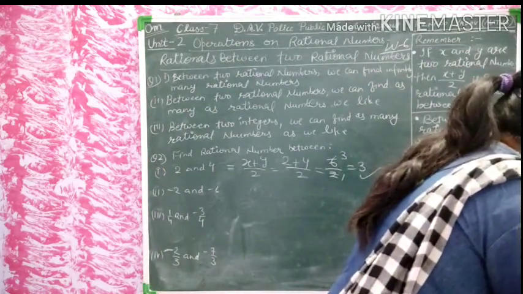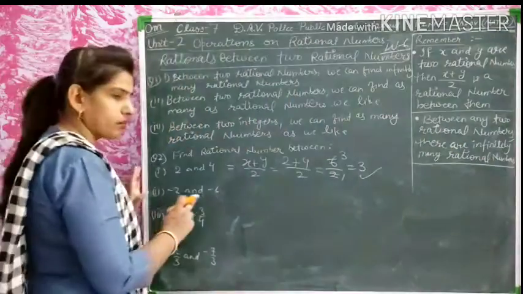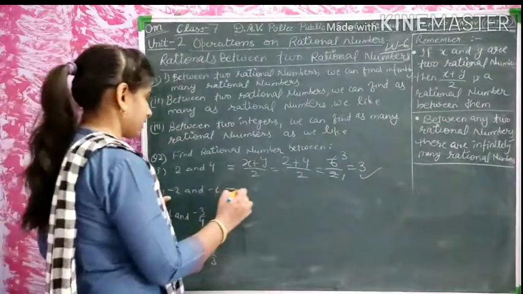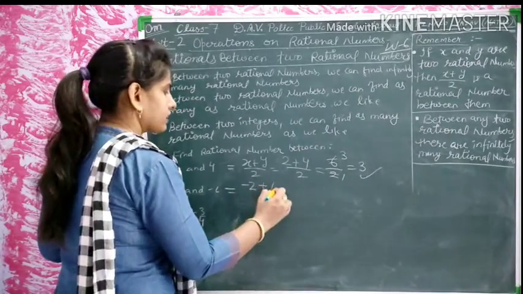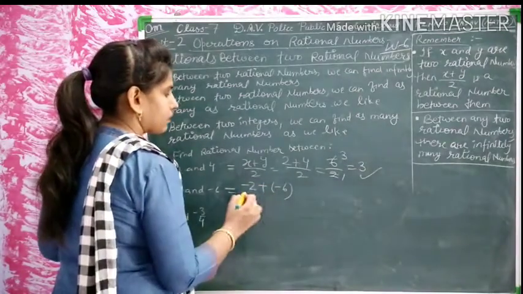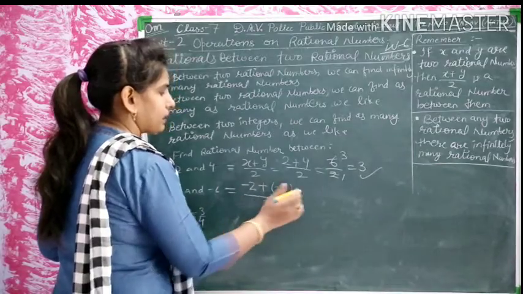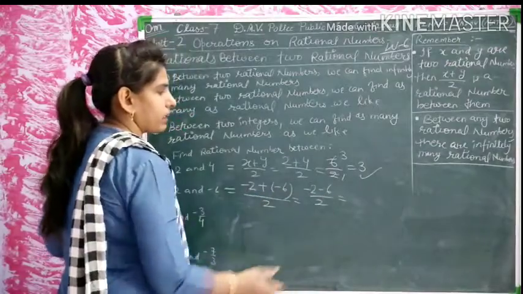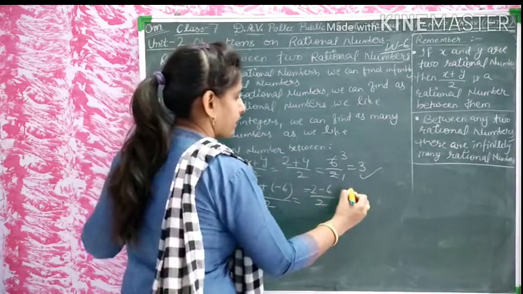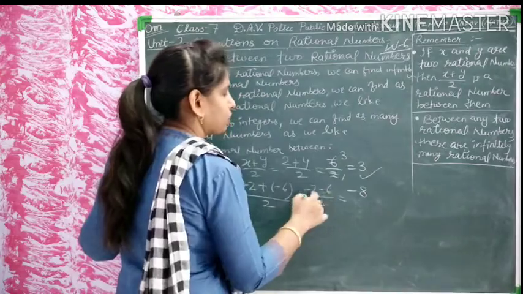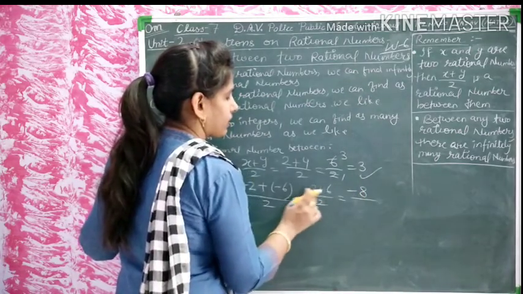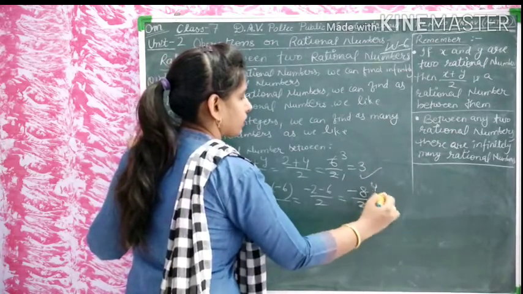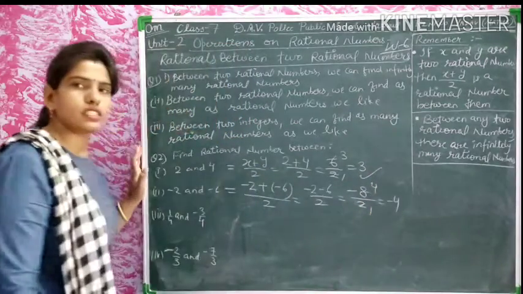Now we will do the next question. Minus 2 and minus 6 are there. To find the rational number between these two numbers, it is equal to (x plus y) divided by 2, that is, minus 2 plus minus 6, divided by 2. Plus and minus multiplied gives minus, and for the same sign we add: minus 6 and 2, the sum of these two numbers is 8, and the same sign is there, so the minus sign stays. That equals minus 4.